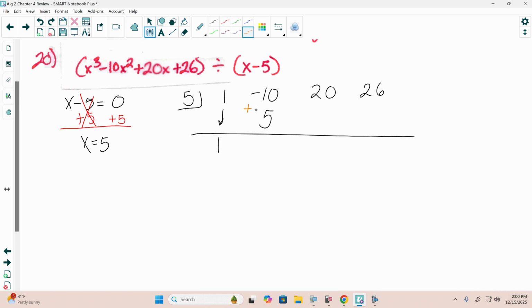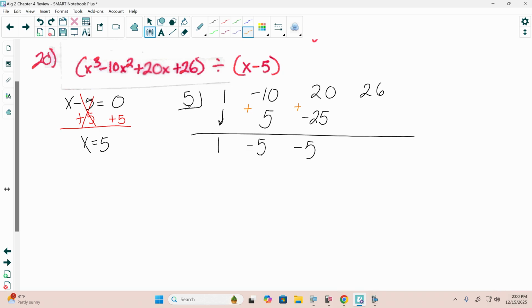Once we get that, we add the two numbers together. So negative 10 plus 5 is negative 5. Then we multiply this negative 5 by the number in the cubby. So 5 times negative 5 is negative 25. And then we add straight down. 20 plus negative 25 is negative 5.